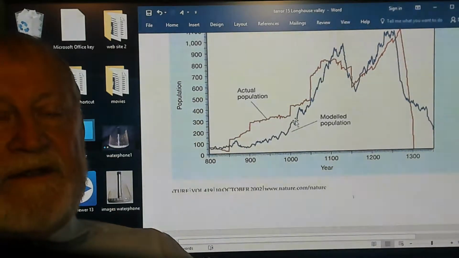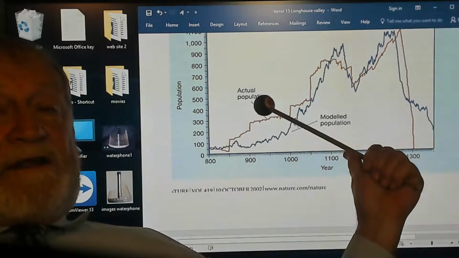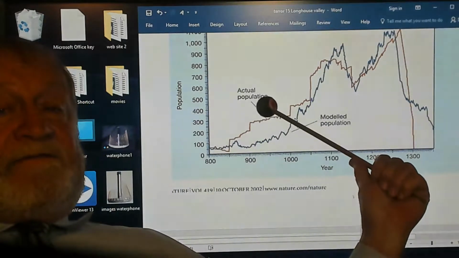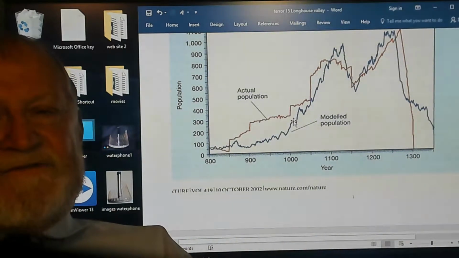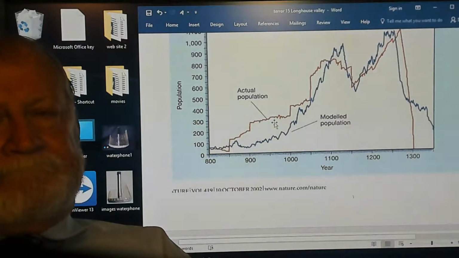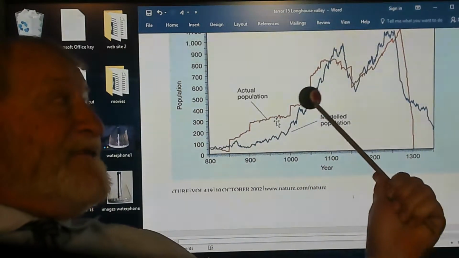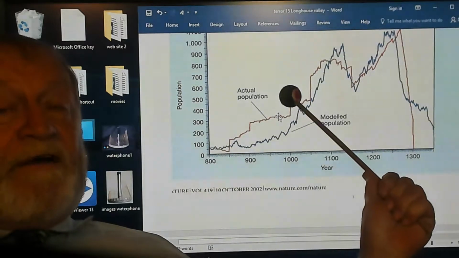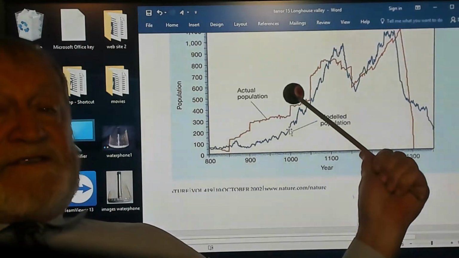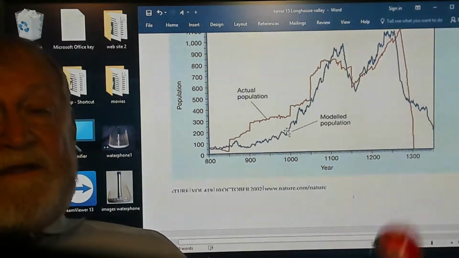Notice that during these early moves, if you try to make the case that the population is limited by the rainfall, people are moving in to starve. But we don't see that. We see them moving in. We don't see them starving.